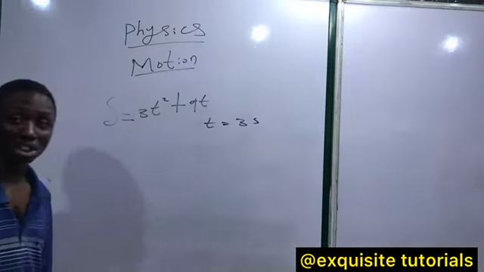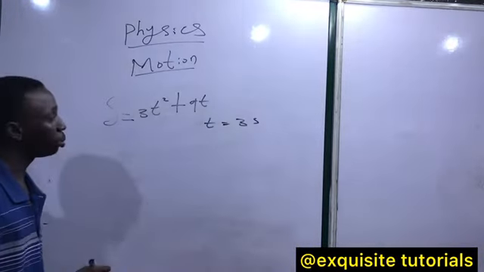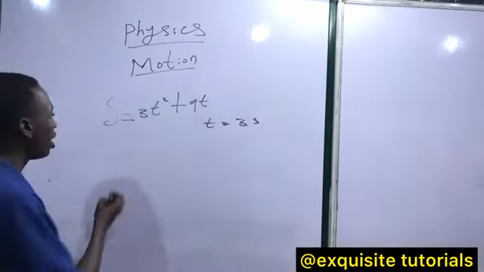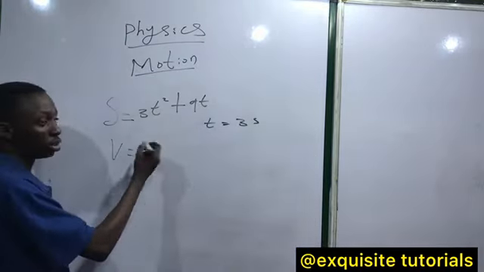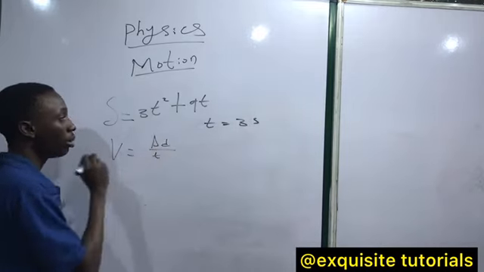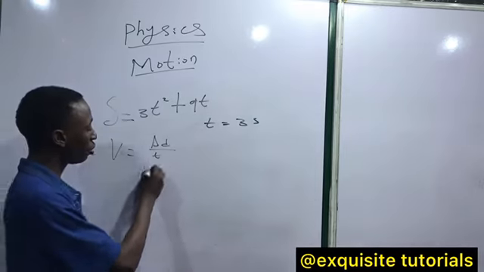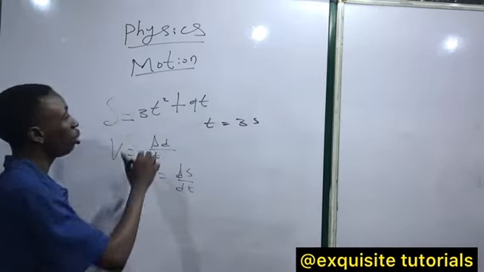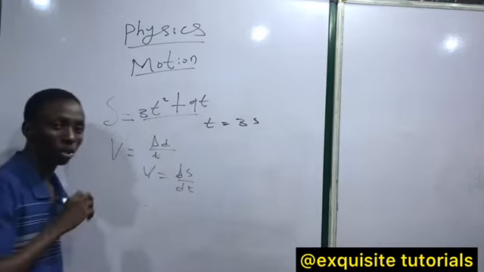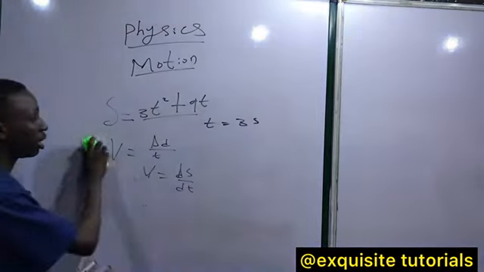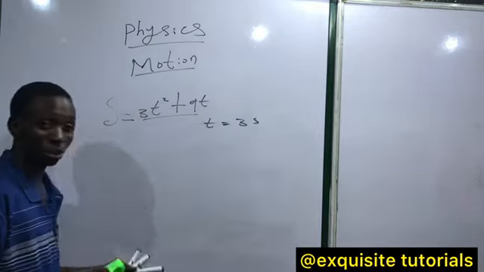Now what we do is we differentiate. We will differentiate this equation. Now you know that when we differentiate distance with time, velocity is equal to what? Change in displacement over what? Time. Now when we differentiate this, we get that the velocity of that body is equal to ds over dt. So all we have to do is to differentiate this particular equation.